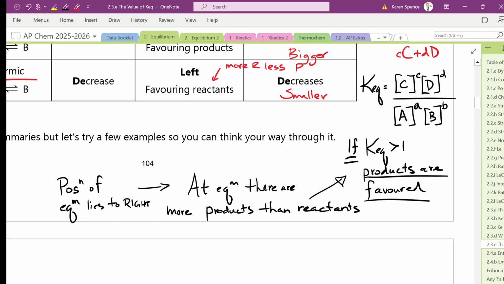And today we're going to look at why that is. Why do some equilibria lie to the right? Why do some of them lie to the left? Why are some of them going to completion? Why are some of them not going at all? Okay.